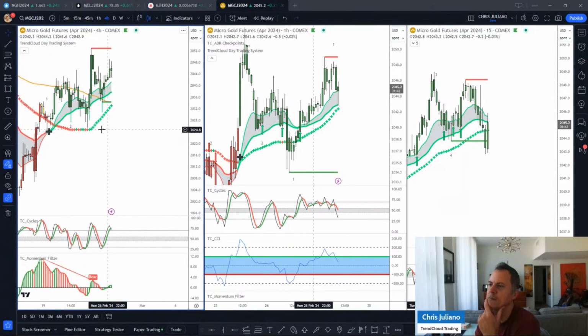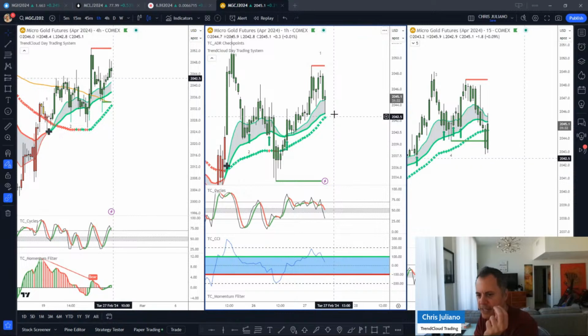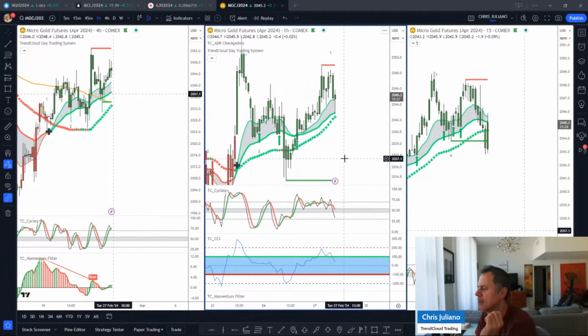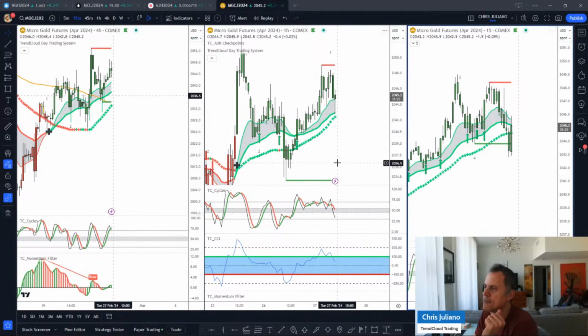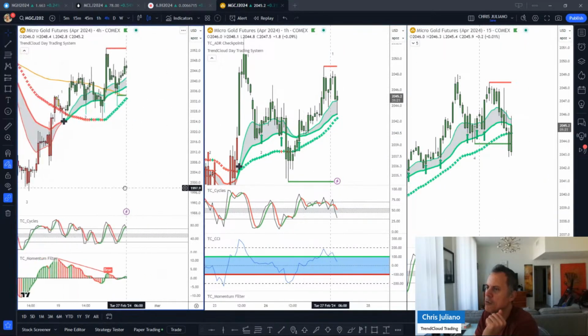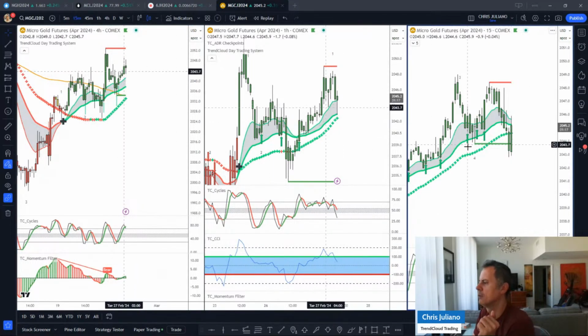All right. Deep pullbacks. Rip to the upside. Deep pullbacks. Making another move up. Can't really get a fix on that type of price action. That's why we don't like it. Can't get a fix on it. Okay, so uptrend, momentum is up, everything's up.